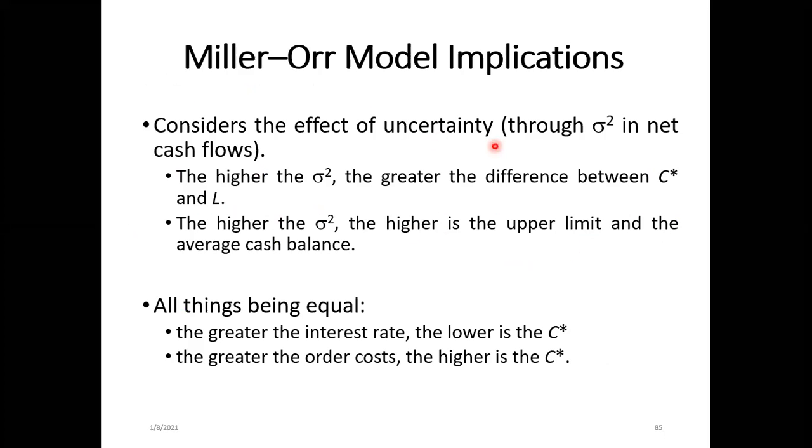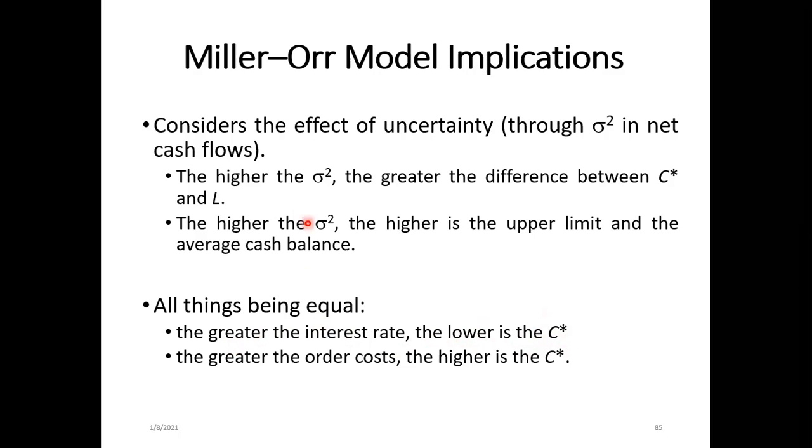So the effect of uncertainty is evaluated through variance in the net cash flows. The higher the standard deviation or variance, the greater the difference between the optimum balance and the lower limit, and the higher the upper limit and the average cash balance. All things being equal, we assume everything else is equal, the greater the interest rate, when interest rates increase, we can lower the optimum cost.